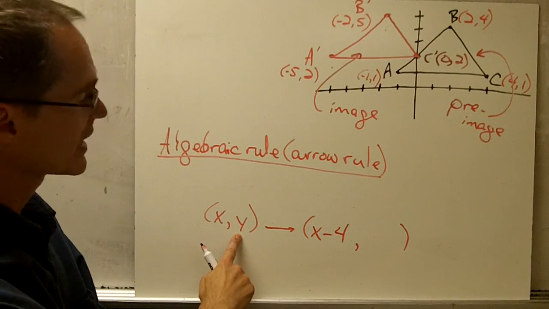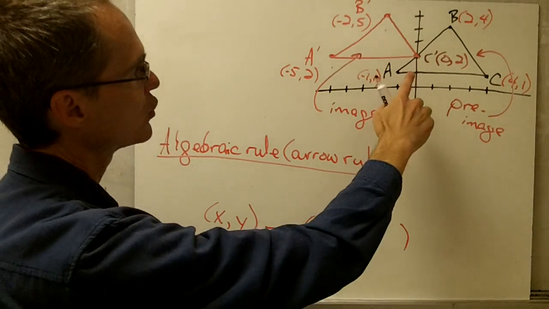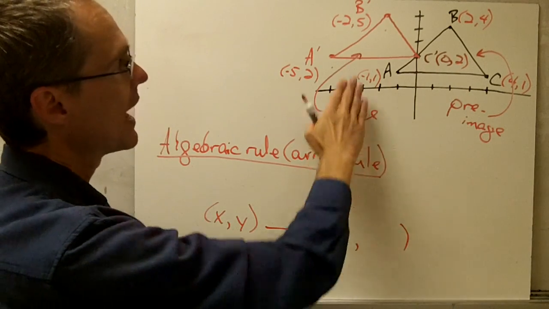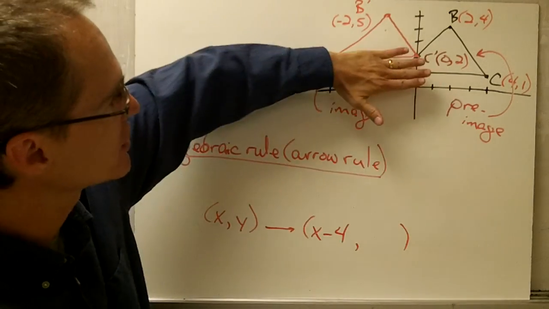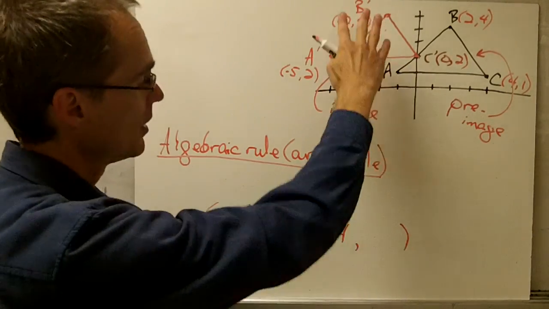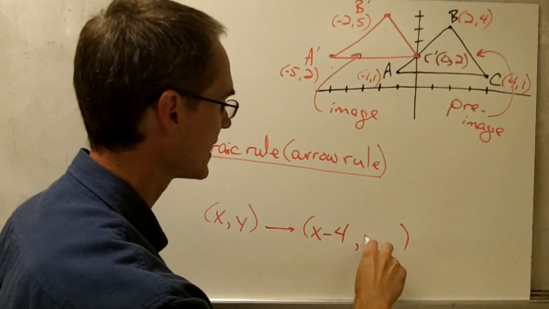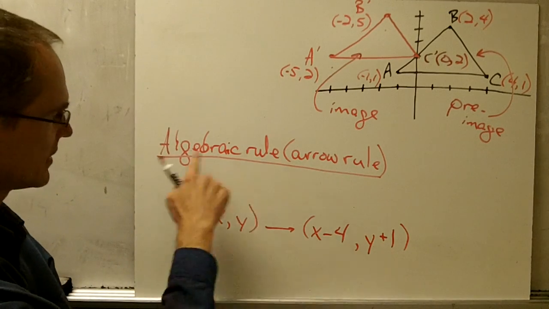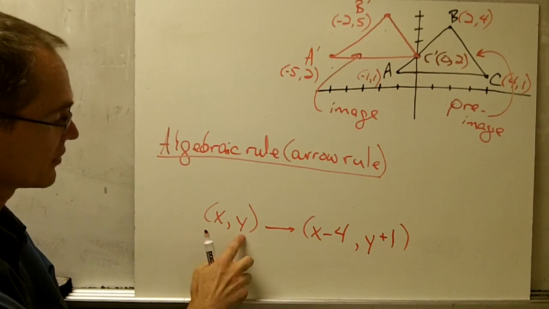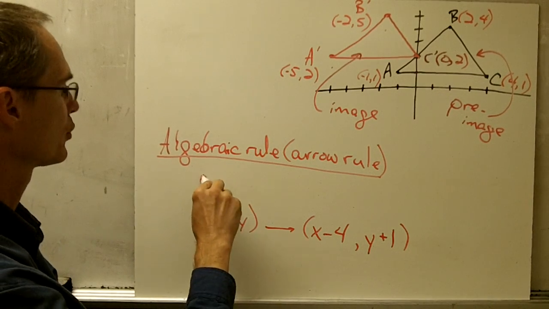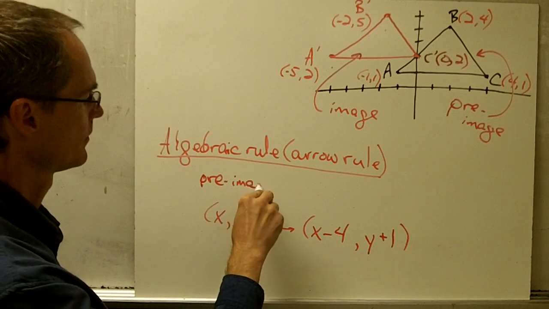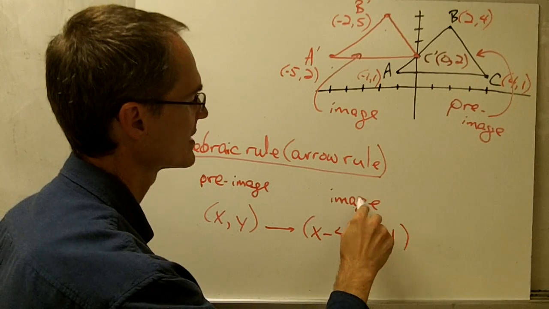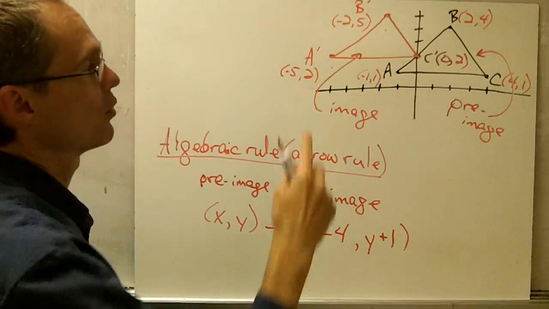To get my transformed y-coordinates, I'm going to take each one of the y-coordinates for my pre-image, and I'm going to add 1 to each one of those because I'm moving my pre-image up by 1. Well, in order to move all of those y-coordinates up 1, I'm going to take my original y-coordinates and add 1. So in the algebraic rule, this set of x, y coordinates here represents the pre-image, and these represent the translated image that we moved to the left 4 and up 1.